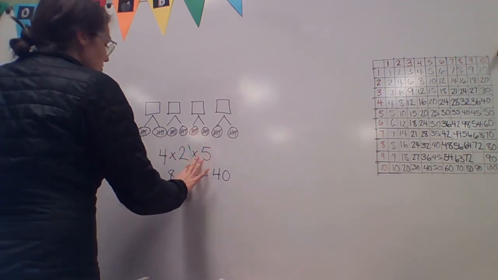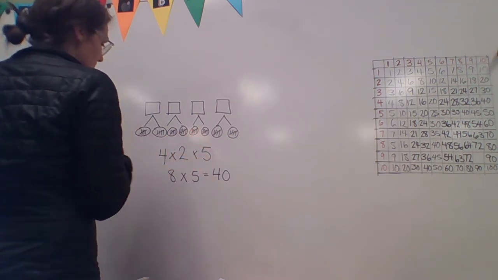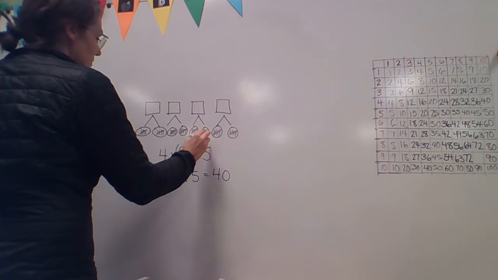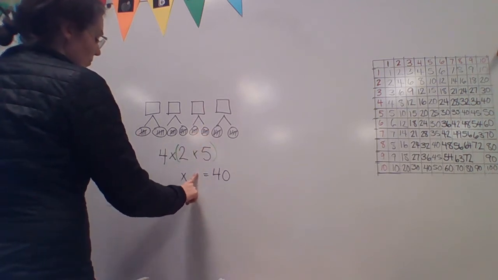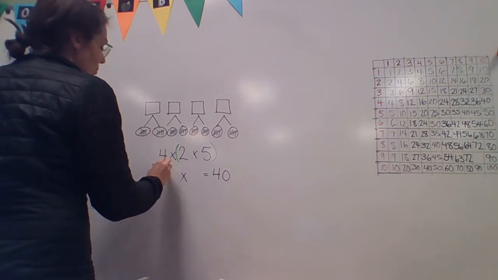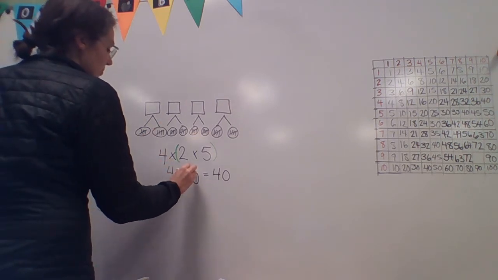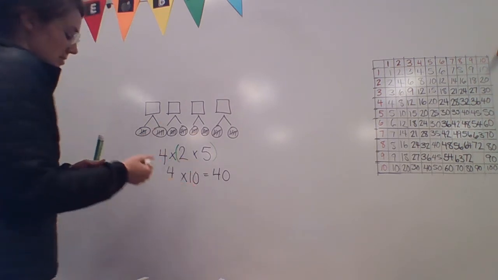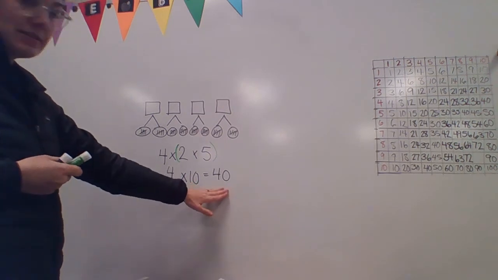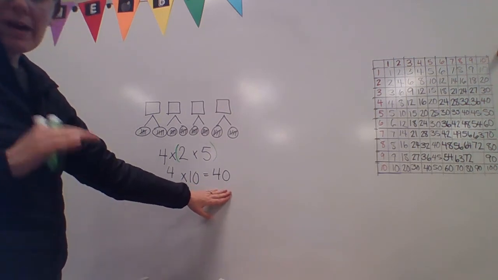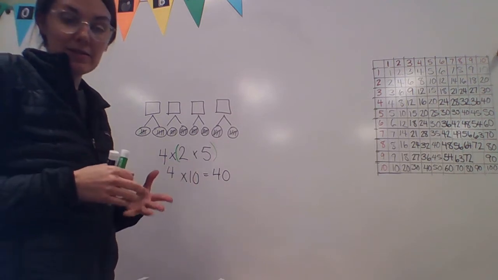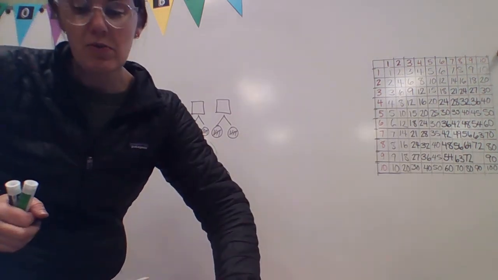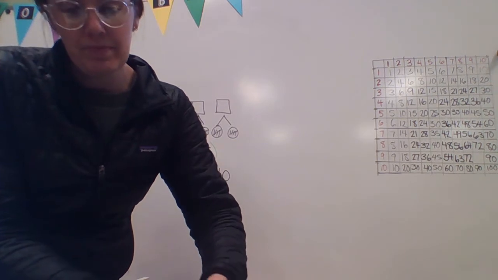I can also do it by grouping my 2 and my 5 together. So now instead of 8 times 5 to make 40, I have 4 times 10. That 2 times 5 would make 10, but I'm still getting the same answer of 40. So no matter how I change my order, I'm still getting the same answer. All right, so let's go ahead and skip a couple pages.